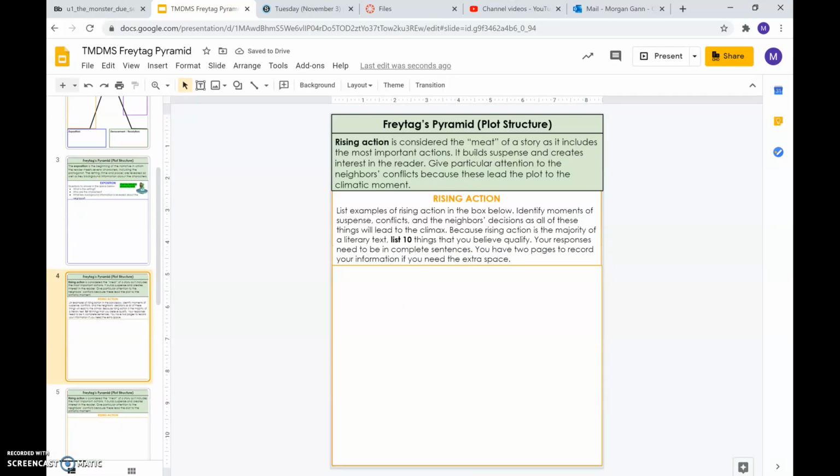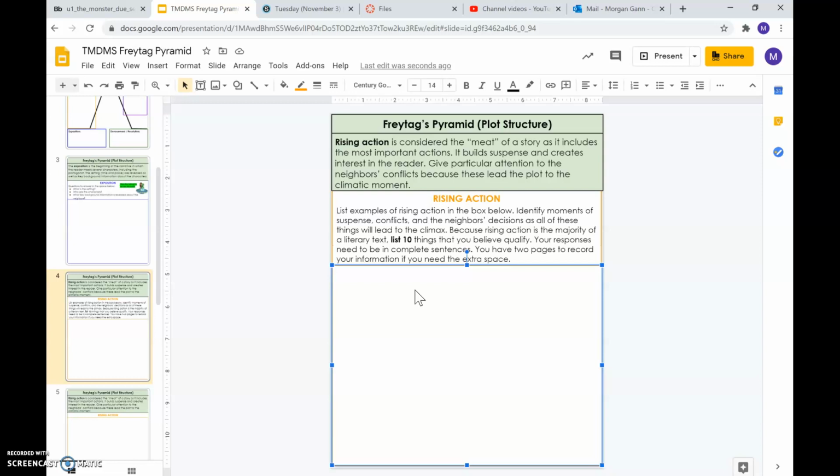Now, your rising action is considered the meat of the story because it includes the most important actions. It builds suspense, it creates interest in the reader. I want you to give particular attention to the neighbors' conflicts, their problems, because these lead the plot to the climactic moment. So you're going to list examples of rising action in this box here, and I want you to identify moments of suspense, their conflicts, their decisions, because all of these are going to lead to the climax.